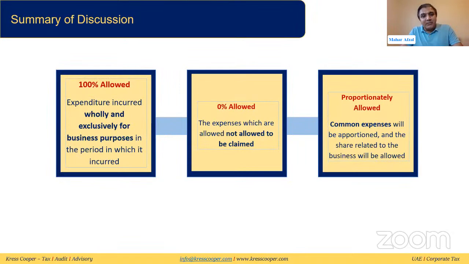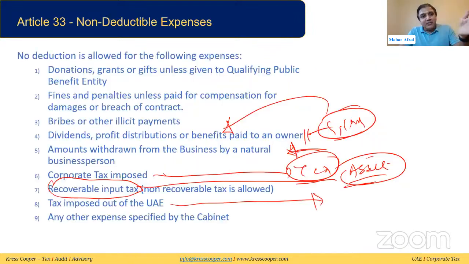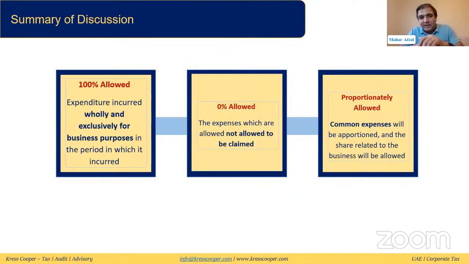So coming back to the 3 conditions. First, you can claim 100% if these expenses are wholly and exclusively for business purposes. These are revenue items in nature. For the capital items we have discussed in detail, we need to wait for the regulation. Some expenses you cannot claim at all. We have discussed the complete list, which includes donations, grants, fines, bribes, dividends, amounts withdrawn, corporate tax imposed, non-recoverable input tax, and tax imposed outside the UAE that you cannot claim.